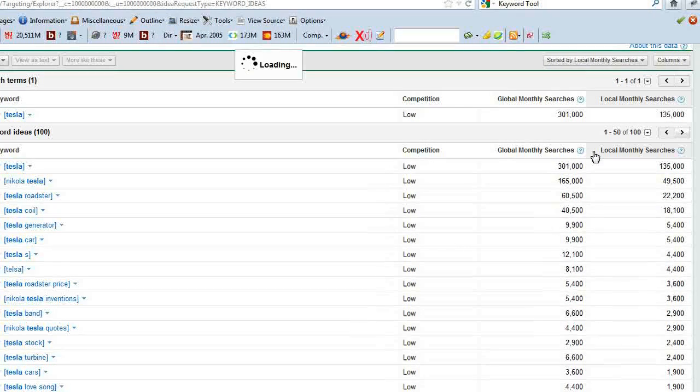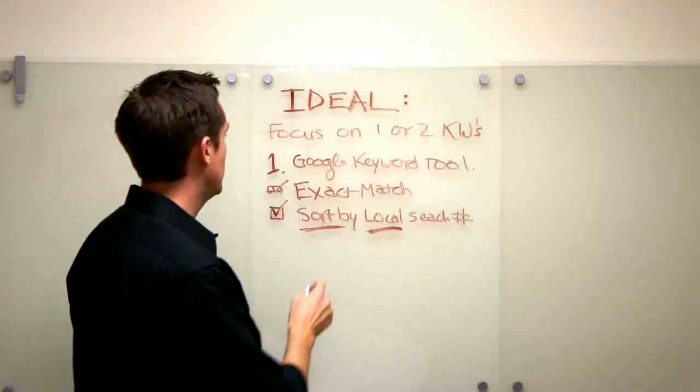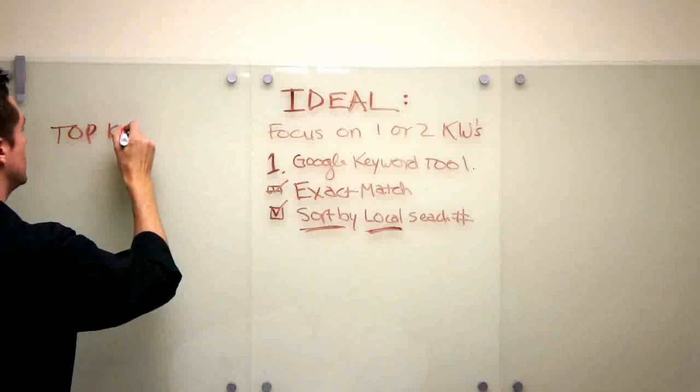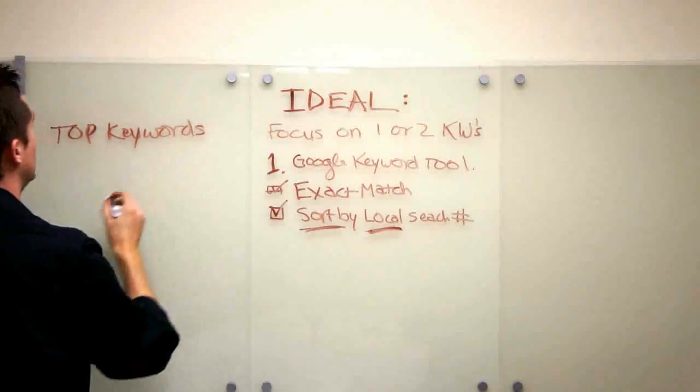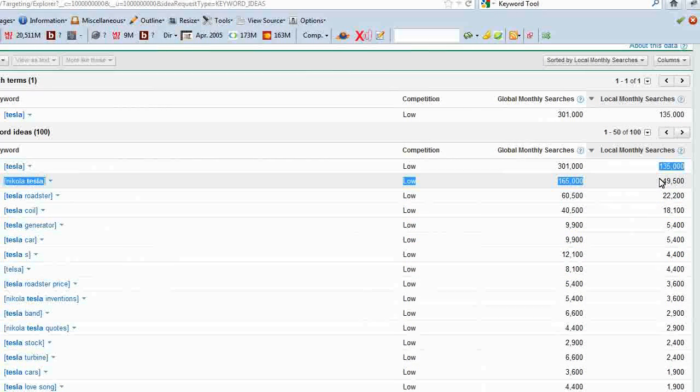So you want exact match and you want to sort it by local searches. So that way you have the top keywords. It's almost like a survey. It tells you what the most people are looking for locally. Top keywords sorted by local, or in the USA, we're saying.